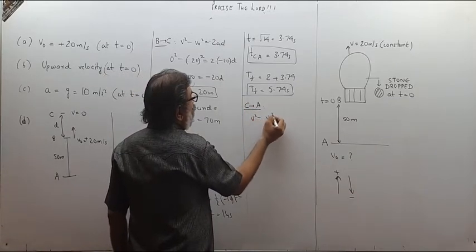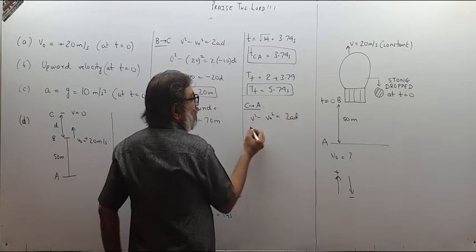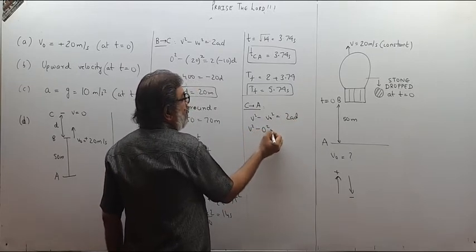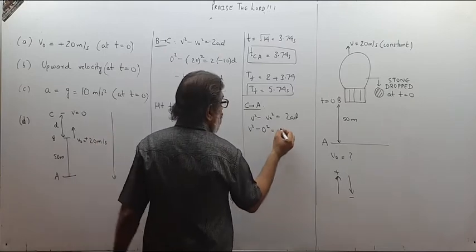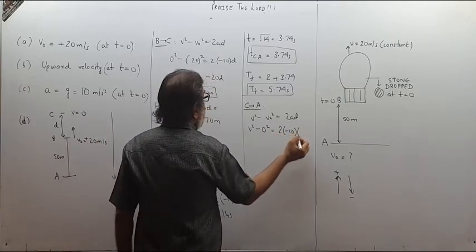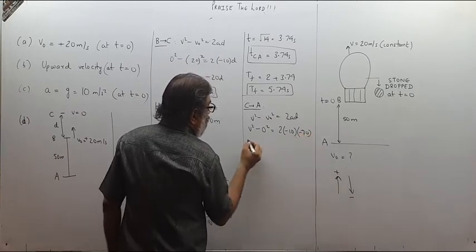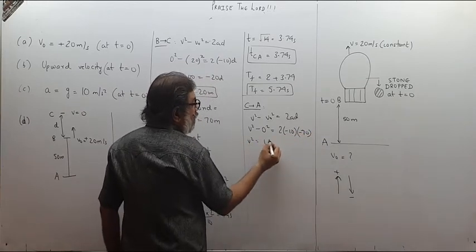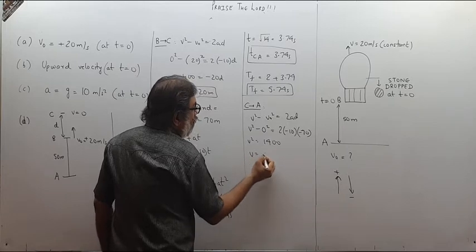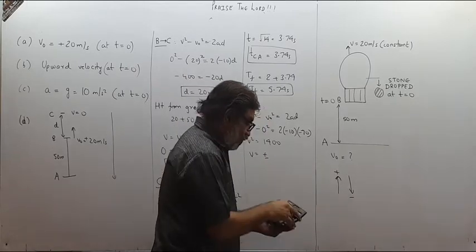V square minus V0 square equals 2AD. V square is the speed required. 0 square, here speed is 0, minus 10, and D is how much displacement? Minus 70. So V square becomes 1400. So V will be plus minus root of 1400.